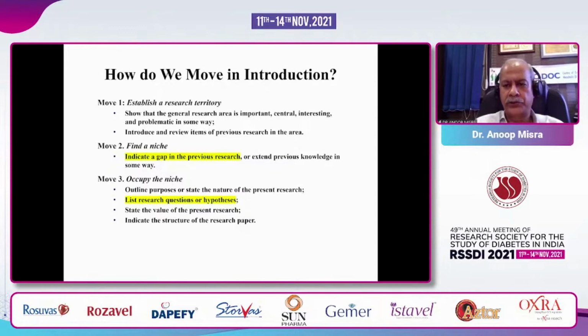So how do you move into the introduction? Move on, establish a research territory, show the general research area is important, central, interesting, problematic in some way, and there are gaps in the research. Gaps in the previous research. That's why you're doing this research. And then you say, this is my objective, this is my hypothesis, and then start with the rest of the paper.